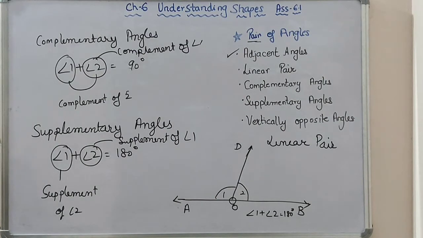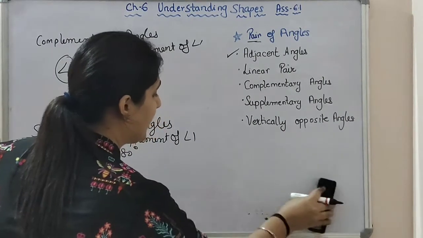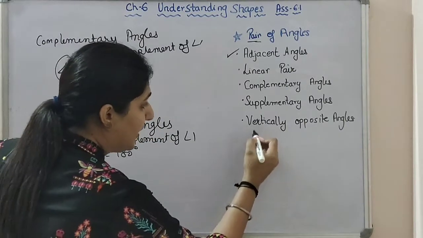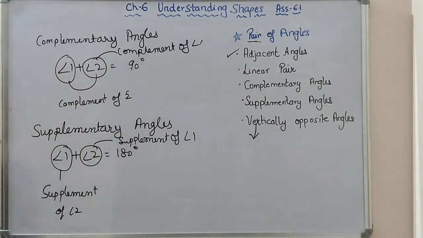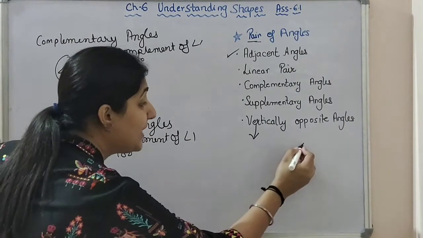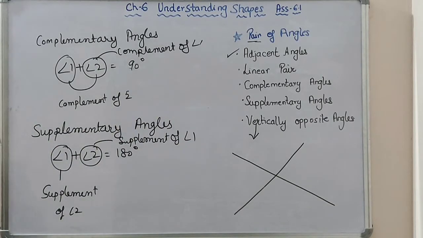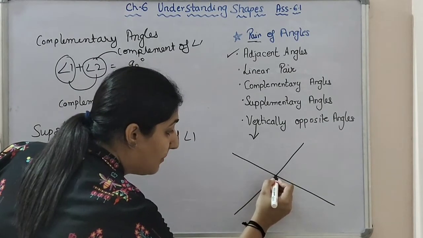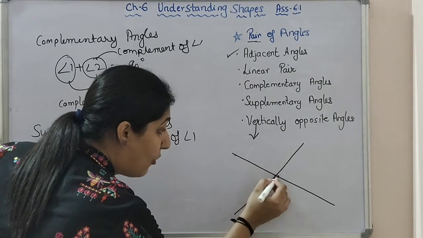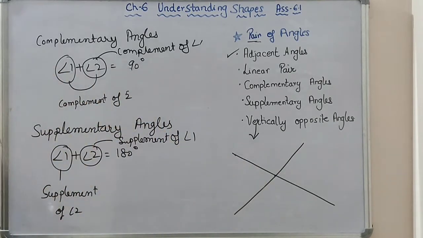Now the last pair, that is vertically opposite angles. Now what are vertically opposite angles? Vertically opposite angles are those angles which are formed by the intersection of two lines. So they have a common vertex, but they form on the opposite side of each other.